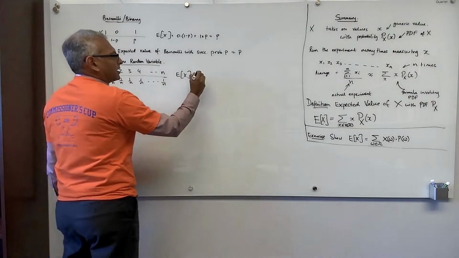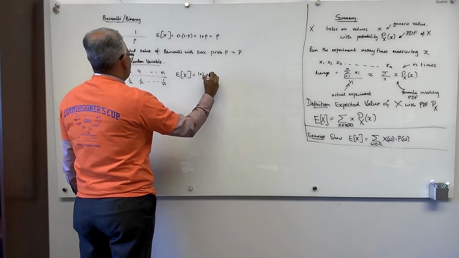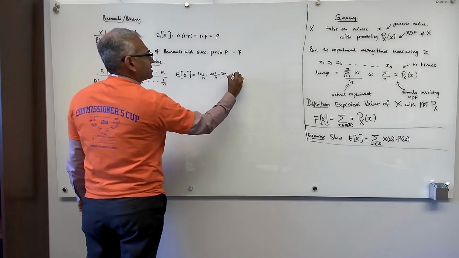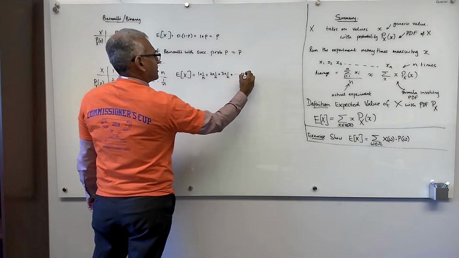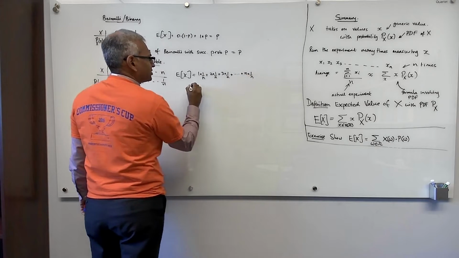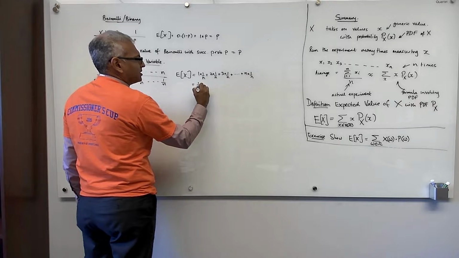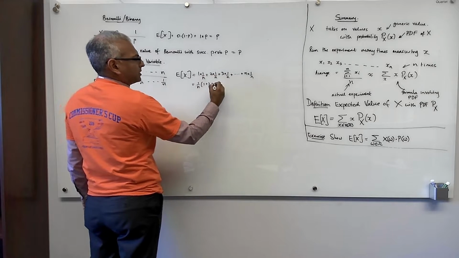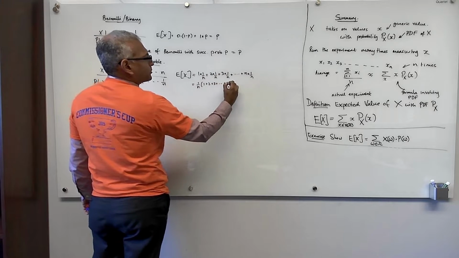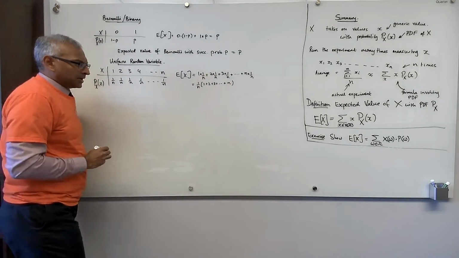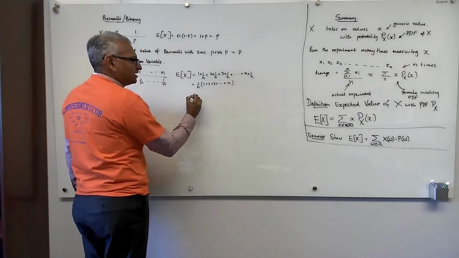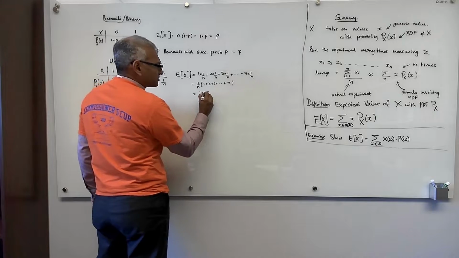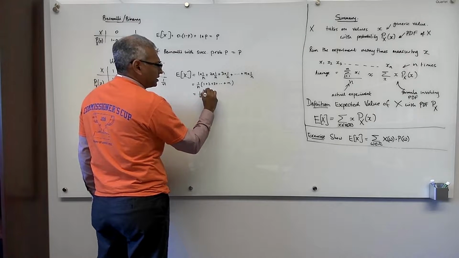So 1 times 1 over n, plus 2 times 1 over n, plus 3 times 1 over n, plus up to n times 1 over n. So let's factor out the 1 over n. It's 1 over n times 1 plus 2 plus 3 up to n. And this sum, if we wanted to be fancy, showing off our fanciness, is 1 over n times the sum from i equals 1 to n of i.